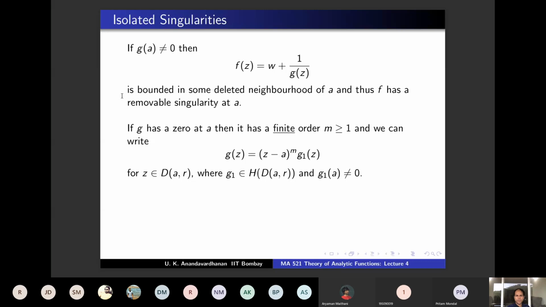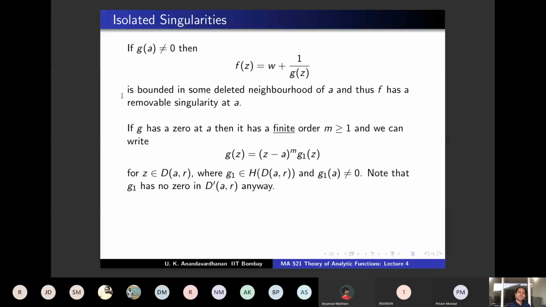Both are okay. G has a zero at A and it has a finite order. If you pull it outside, the remaining part is holomorphic, something we have already seen. You take it out, and since this came from the power series, the remaining part will be another power series. So that is holomorphic, and g1 of a is not equal to 0 for the same reason, because the order is m. If g1 of a were 0, the order would have been more than m. So because the order is m, g1 is non-zero at A.